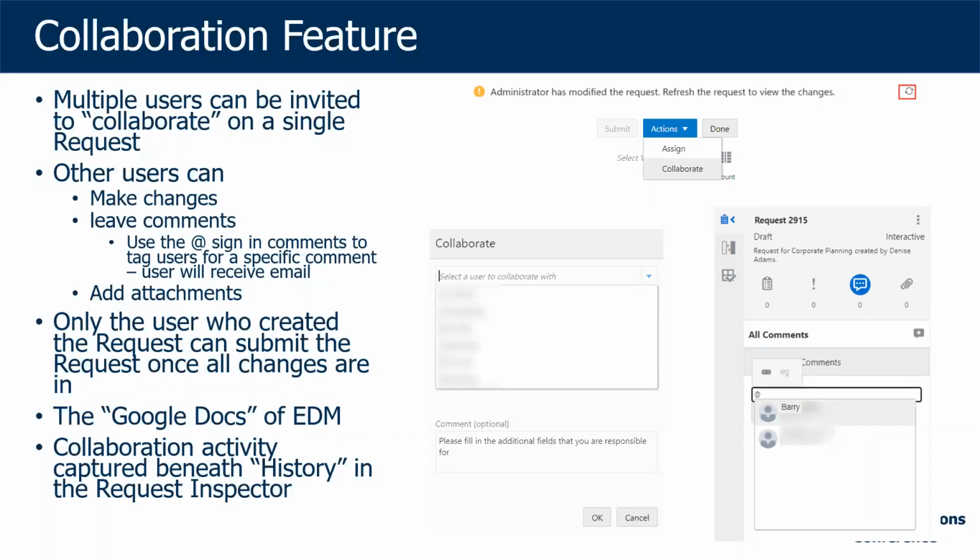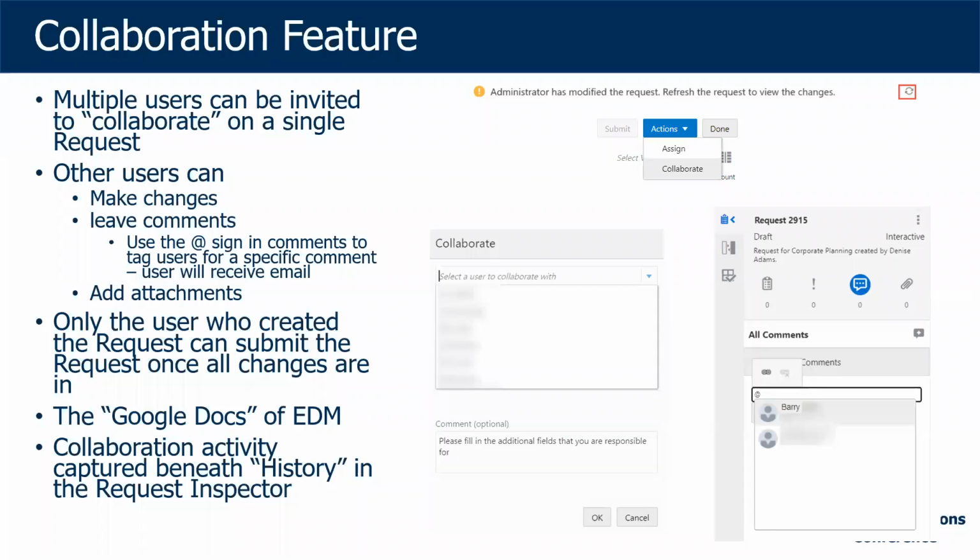They can update properties. So maybe I am not the Hyperion admin, Glenn is, and I don't even know what consolidation tag means. So, Glenn, hey, can you update this property? Glenn can update it, and we're all in the same process. So it's sort of like Google Docs, if anybody has used that, of EDM, where you can have multiple people working on a request before it's committed.